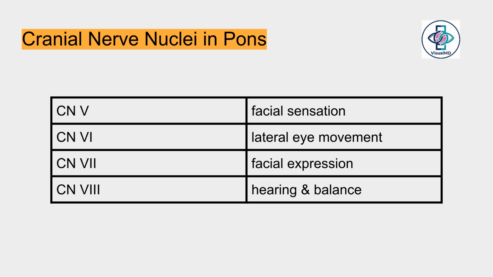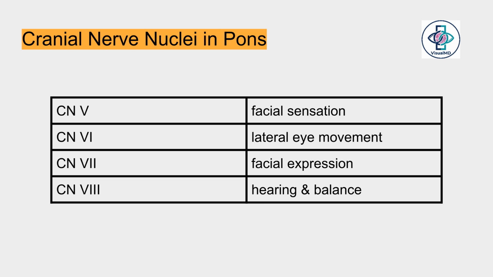Four cranial nerve nuclei are found in the pons. CN5, trigeminal nerve. Function: facial sensation and muscles of mastication, chewing. Note, this is the largest cranial nerve and a massive landmark on the lateral pons.